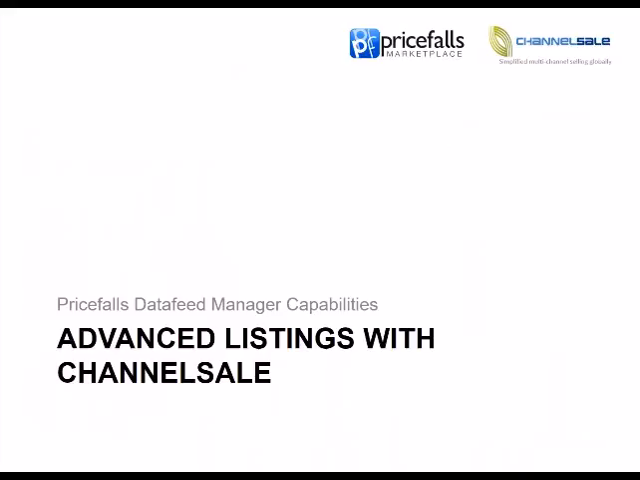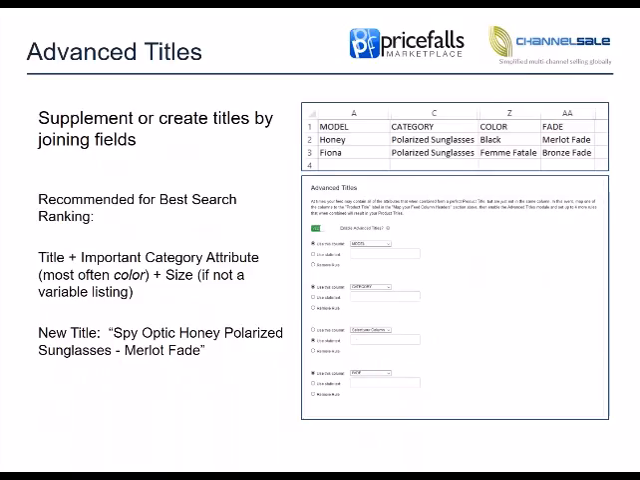So moving into some of the advanced tools that we have to enhance the data that you're sending over to us and make it so that your listing does look as elegant as this one. One of the tools that we have is advanced titles. So if you have data coming in or sending over to us through ChannelSale and you want to add something to the end of the title, for example, color.